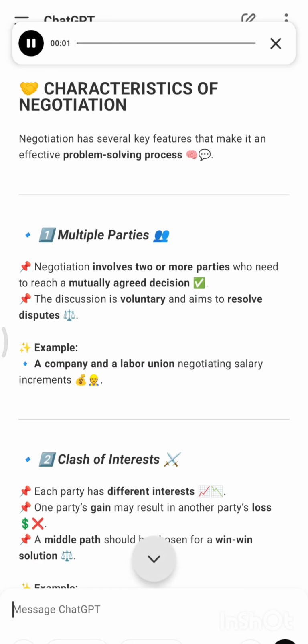Features of negotiation. Negotiation has several key features that make it an effective problem-solving process. 1. Multiple parties. Negotiation involves two or more parties who need to reach a mutually agreed decision. The discussion is voluntary and aims to resolve disputes. Example: a company and a labor union negotiating salary increments.